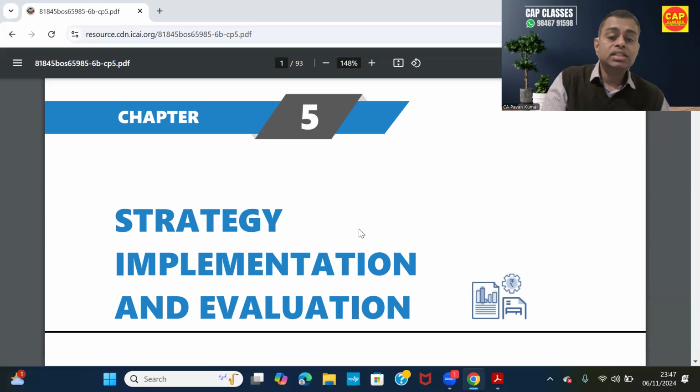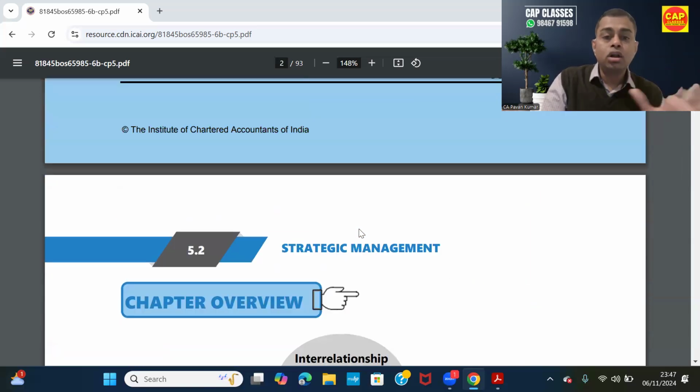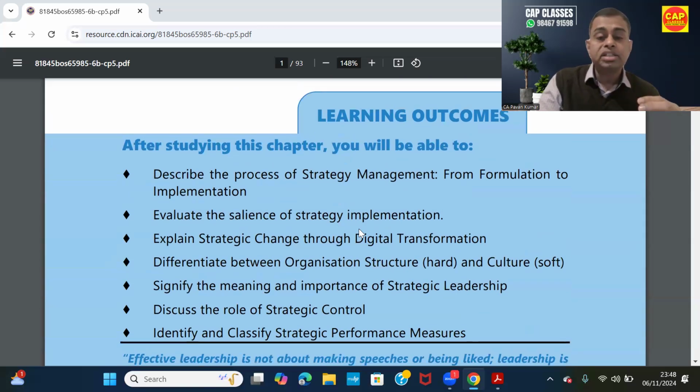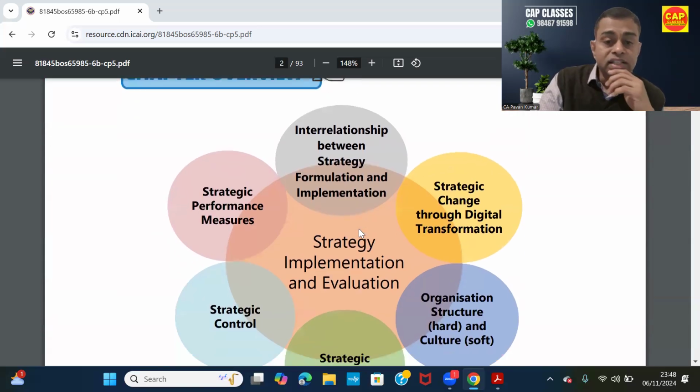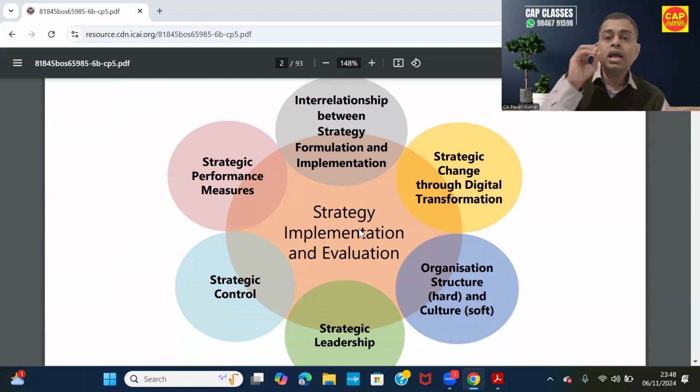So this is the overall overview of the chapter. These are the topics they have given on the first page, and then these are the contents in a nutshell. They said interrelationship between strategy formulation and implementation, which we have seen. Strategic change through digital transformation, given in 5.3, we'll see now. Organization structure, hard and soft organization structure and culture, and strategic leadership we have seen. Now we are speaking about strategic control, and then strategic performance measures, which we'll see later.